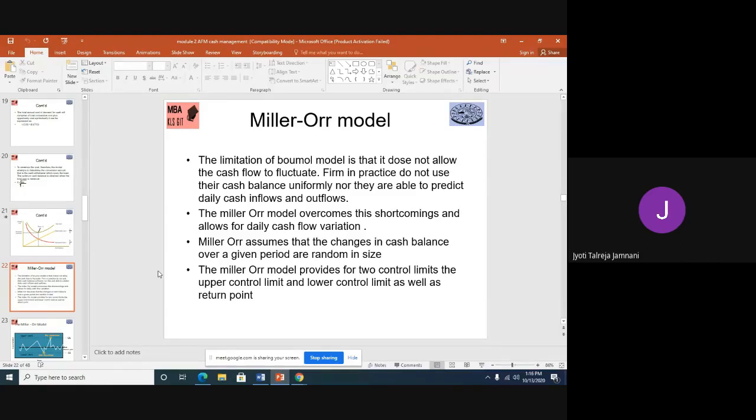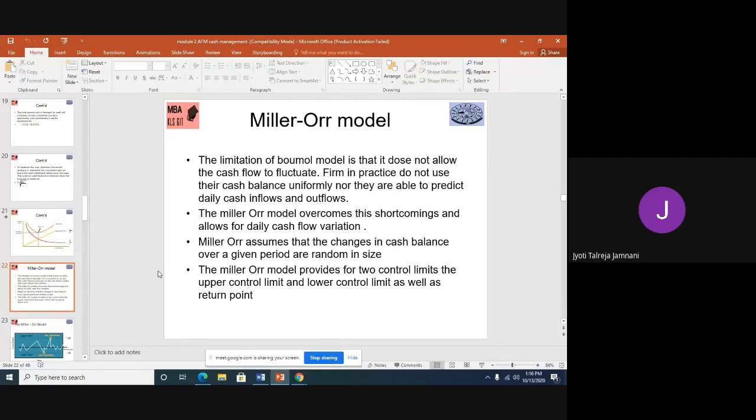The very first assumption was that the firm will use the same cash balance uniformly. If you saw the graph I showed you, we start with 2 lakh, we come to 0, again 2 lakh, and the same zigzag format follows. But in real life, that might not happen. I may start with 2 lakh, after 2 months I may need 3 lakh, then I may need only 50,000. So the cash requirements keep fluctuating, which the Baumol model doesn't take into account. That's the reason the Miller-Orr model has come into the picture.